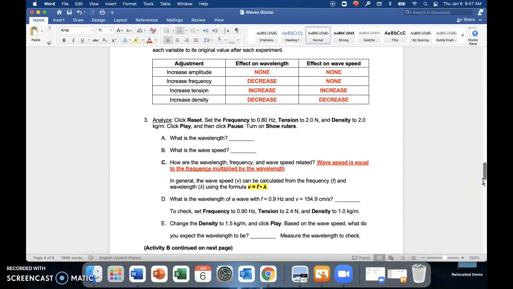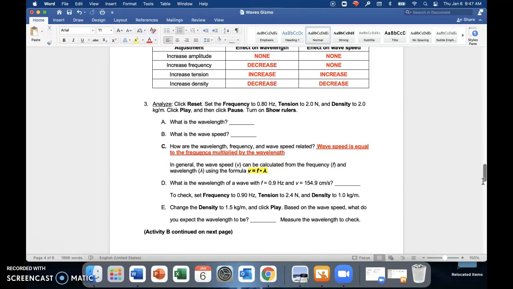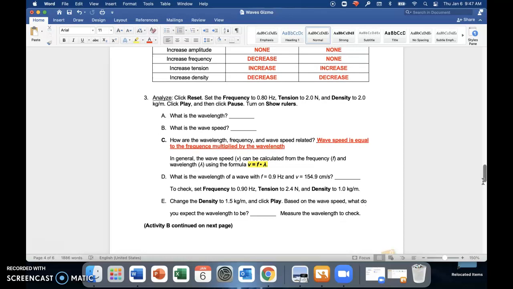Okay, so from that, we were able to move down to number 3 here, and the part I specifically want to talk about is letter C. The question was, how is the wavelength, frequency, and wave speed related? What you should have been able to figure out is that wave speed is equal to the frequency multiplied by the wavelength. You can see the equation there, I have it highlighted. V, velocity, or wave speed, is equal to frequency times wavelength. Remember that lambda represents wavelength.